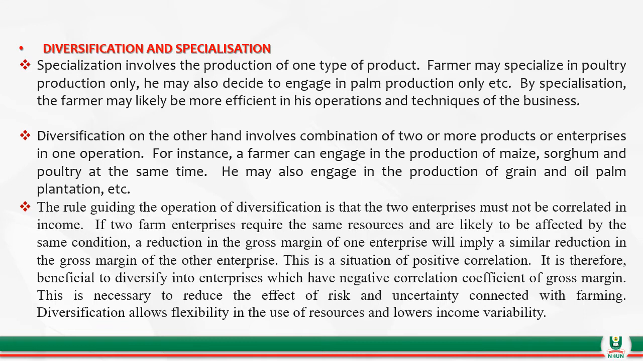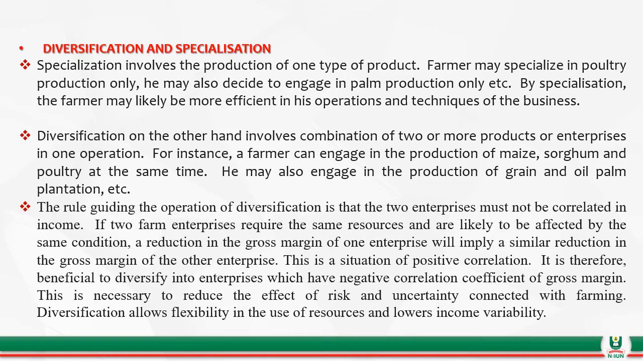But diversification, on the other hand, involves combination of two or more products or enterprises in one operation. For instance, a farmer can engage in production of maize, sorghum, and poultry at the same time. He may also engage in production of grains and oil palm plantation and others, etc.